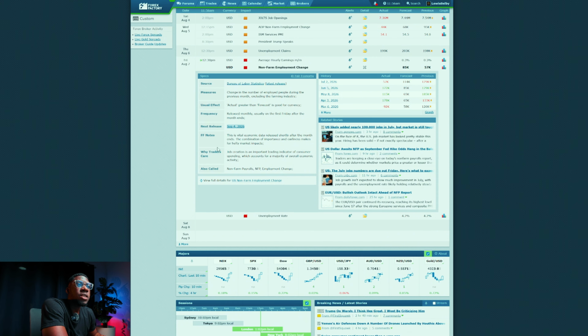Okay, now Forex Factory would give you some information, and this is vital. This helps you understand the news. Okay, if you don't know what's going to happen in the markets, please come read these notes right here. So it literally explains what the news is and how it could influence the market. So Forex Factory says, this is vital economic data released shortly after the month ends. The combination of importance and earliness makes for hefty market impacts. You need to take note.